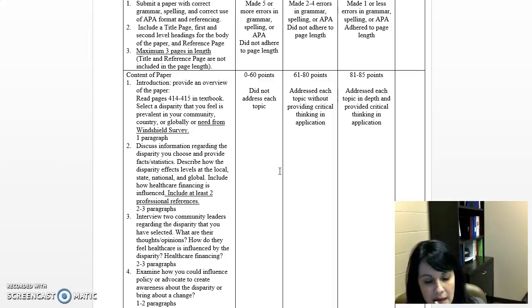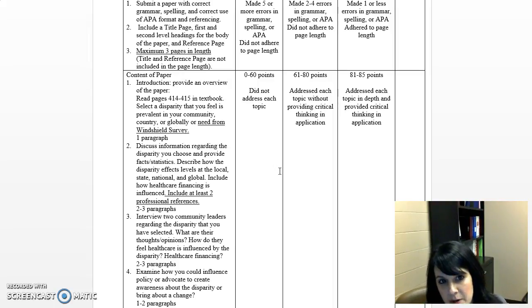In the windshield survey, we looked at the community as a whole and tried to identify the needs of our community. This one, we're going to really key on whatever we find is the most important need of our community, which you identified in your windshield survey. For your introduction, I want you to provide an overview of the paper. Read pages 414 to 415 in your textbook.